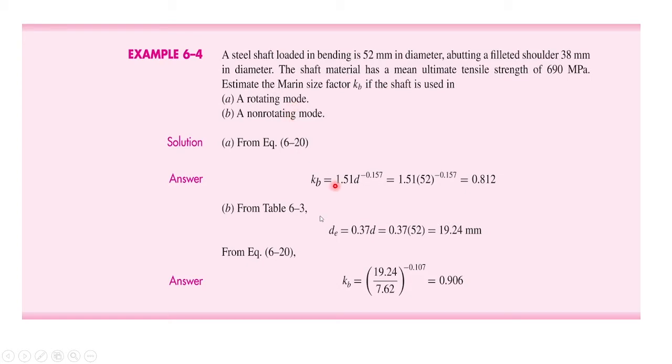If it's rotating, you would simply check your 52 millimeter lies within which range of an equation, and you use that equation to calculate Kb. Okay? If it's non-rotating, you would calculate the equivalent diameter, 0.37d, and then you would check this equivalent diameter lies within which range of an equation. You have two equations. فهتشوف ال 19.24 وقع في أي نطاق لأي معادلة وتستعمل المعادلة دي المناسبة لحساب الكيبي.